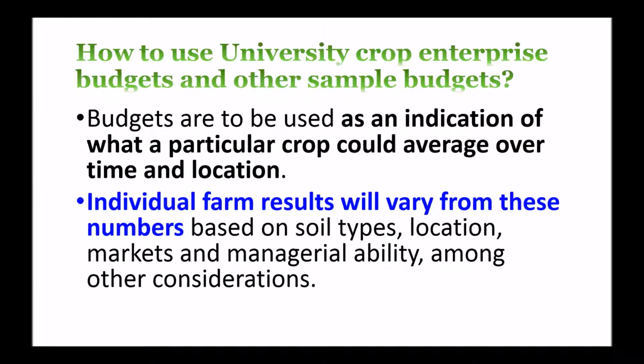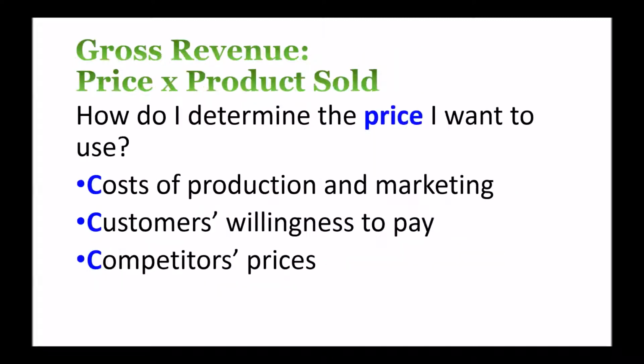It is important to know that these budgets are only an indication of what a particular crop could average over time and location in terms of net returns. Furthermore, it is important to note that individual farm results could vary greatly from the university extension crop enterprise budgets because of differences in soil types, location, market, and managerial ability, among other considerations.